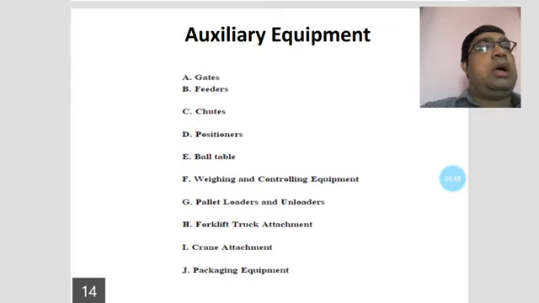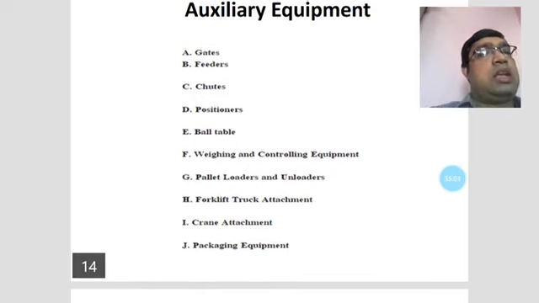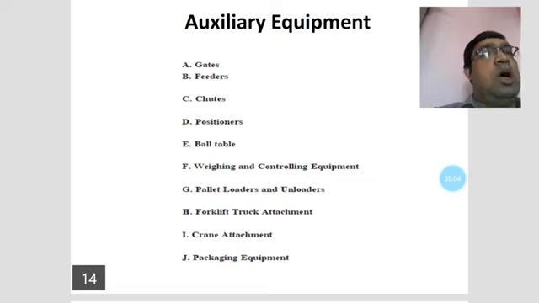And the forklift truck attachment is used to handle materials. This involves loading, unloading, and also vertical movement. The crane attachment is also considered auxiliary equipment. And sometimes the packaging equipment is used. This packaging equipment is much more essential for the packaging of the material.